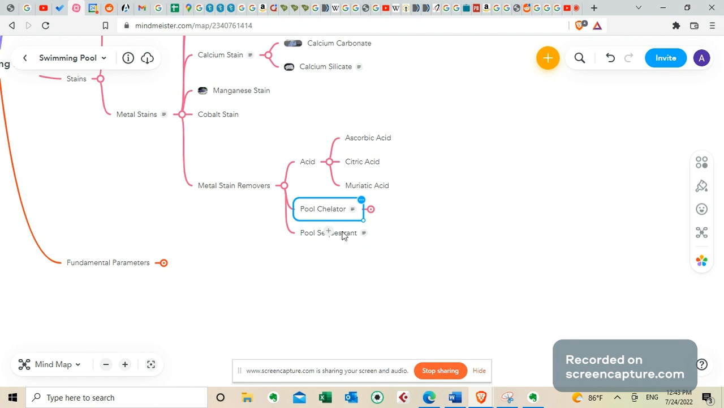Pool sequestrant, because it's larger and forms larger coordination complexes, is going to be able to be filtered out by your filter. It's going to grab onto like 5 metal ions, and then it's going to go to your filter and get trapped by the sand, and then you can backwash it. Or if you have a DE filter, you could also backwash it out of your pool. So you're basically removing metal. So of the two, I'd go with sequestrant.